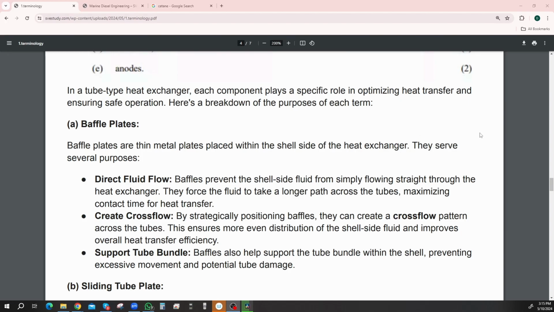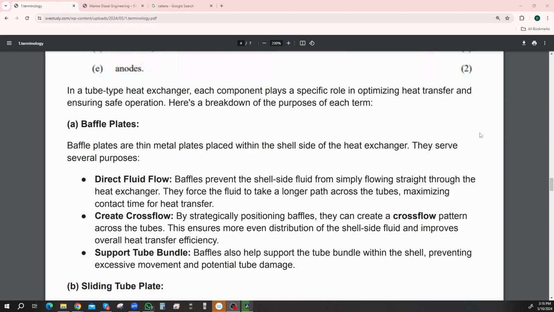Baffle plates. Baffle plates are thin metal plates placed within the shell side of the heat exchanger. They serve several purposes. They direct the fluid flow. Baffles prevent the shell side fluid from simply flowing straight through the heat exchanger. They force the liquid to take a longer path across the tubes, maximizing contact time for heat transfer. Yeah, they go all over the place. They baffle the liquid, right? They confuse it. So it has to go all around the houses. It can't just go straight across. That's why they're called baffle plates, right?